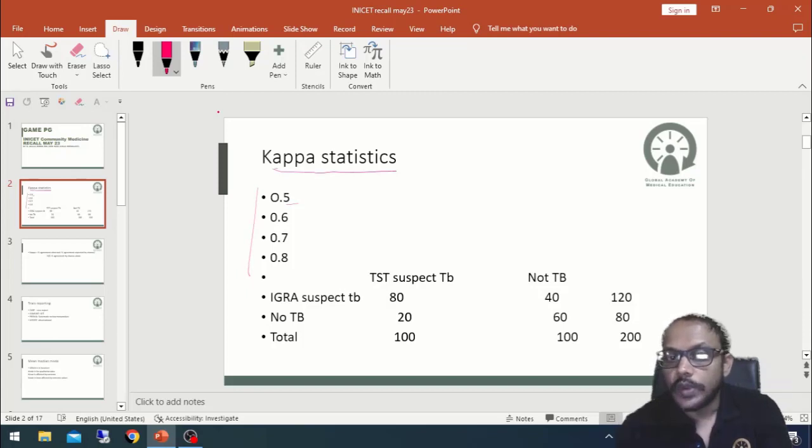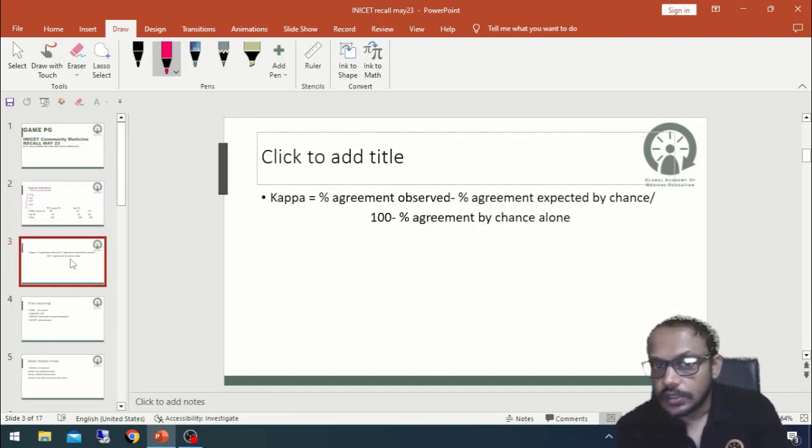So, how can we calculate the Kappa statistics? The name is very difficult, but the formula is very simple. Kappa statistics is simply the percentage agreement observed minus the percentage agreement expected by chance, over 100 minus the agreement by chance alone.